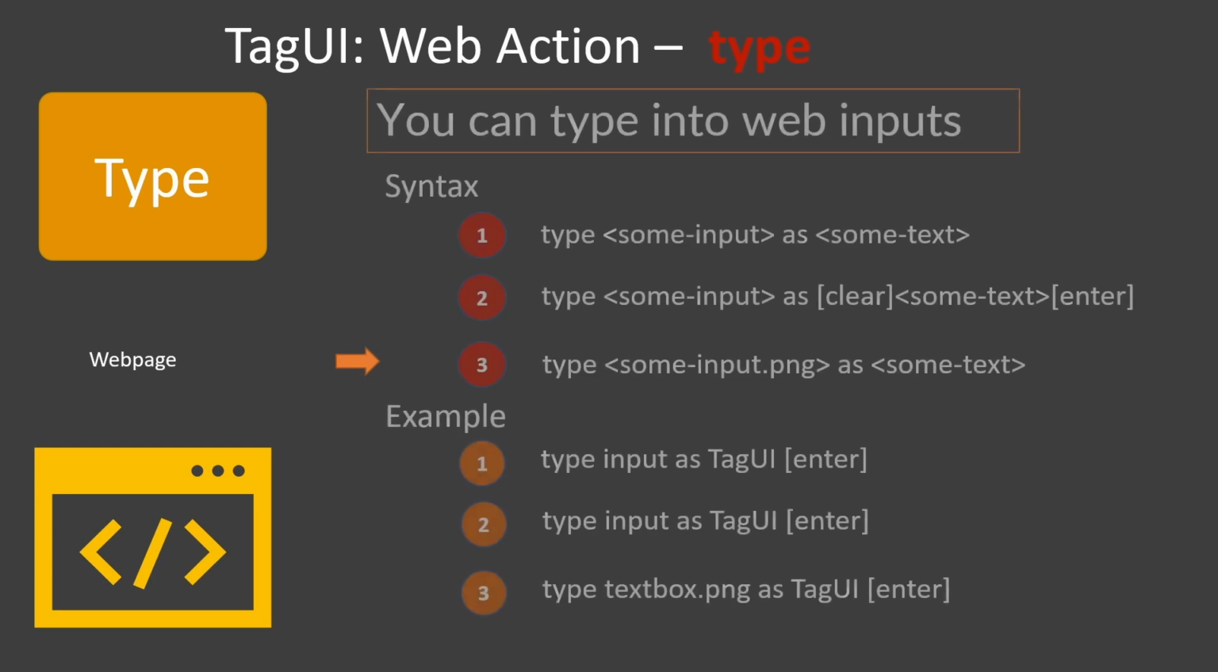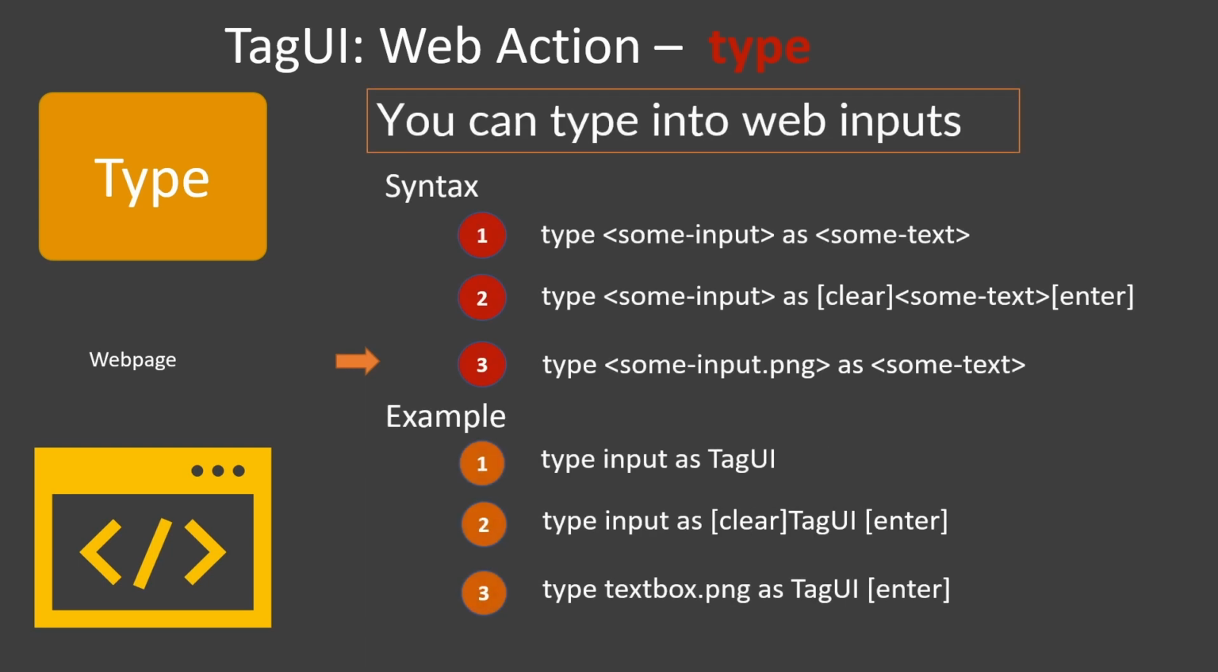In this session, we're going to see a web action called type. Type does just what the name suggests. If you have any input element on the web page, TagUI can type the input you provide. Type is the action, some input is the element on which the action should be performed, and some text is what needs to be typed. So this is one way of implementing the syntax.